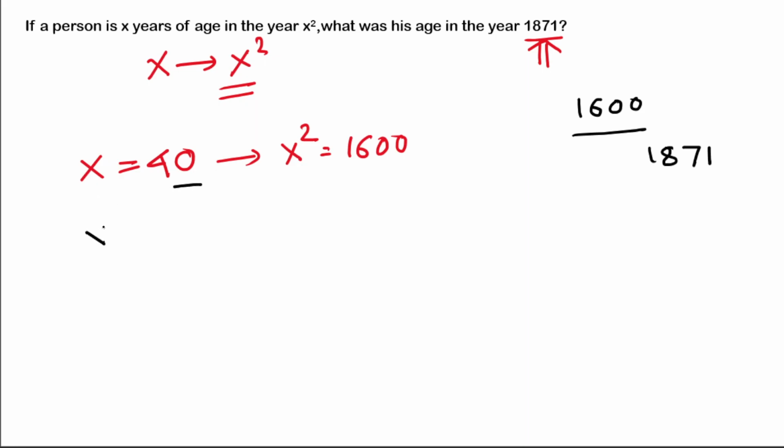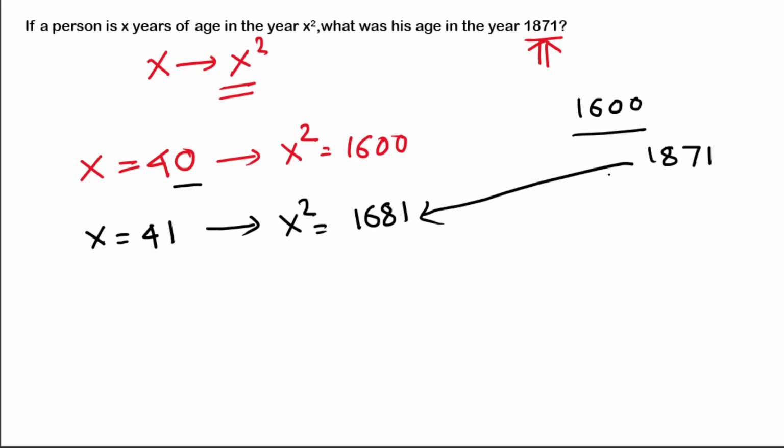So let us move on with x equals 41, because we have to take a number higher than that. If we take x equals 41, we will have x square as 1681. Now, 1871 and 1681 are still 190 years apart. If they are 190 years apart, we cannot realistically have x square as 1681. So let us move on.